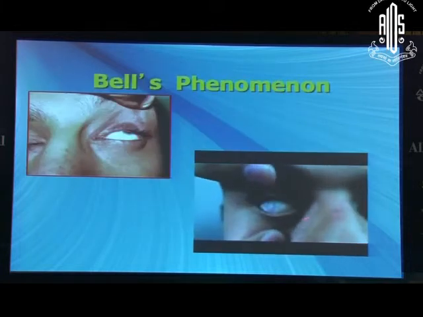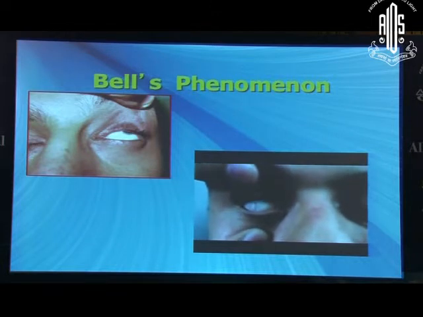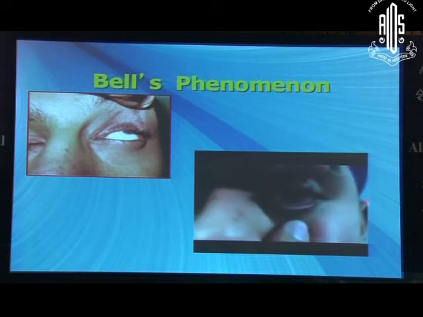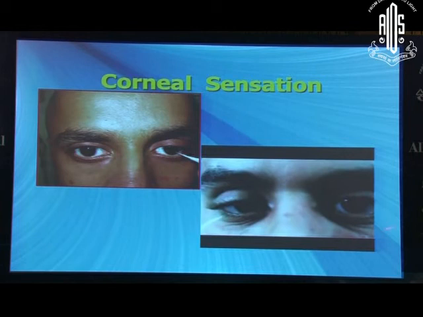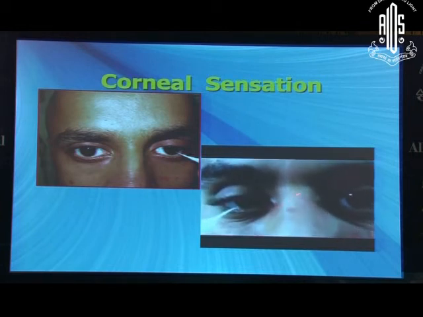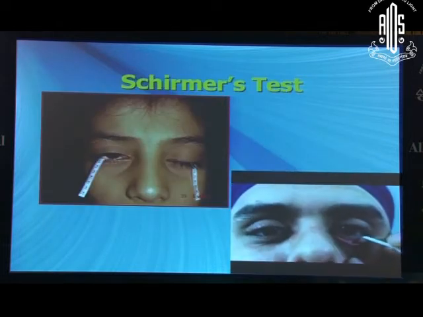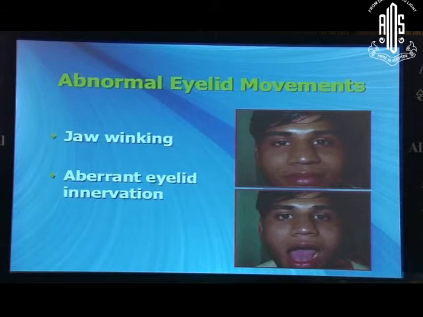And the Bell's phenomenon is again of importance when you want to assess the safety of the procedure. Post-operatively with ptosis procedures, you do create a lagophthalmos. And for the safety, it is important that the person should have a good Bell's phenomenon when he closes the eye. Corneal sensation is similarly important because those with impaired corneal sensation can be at risk for difficulties. And similarly, presence of tear function. This also is important, as in a dry eye you would land up in difficulties.